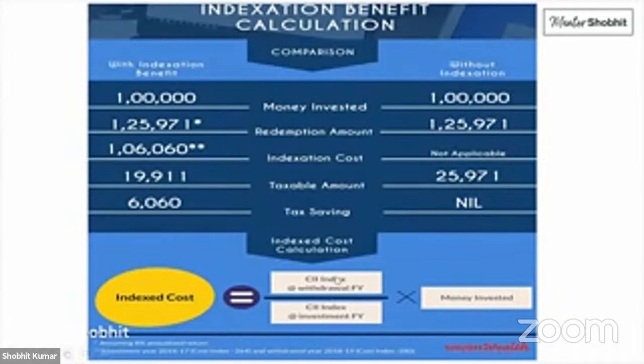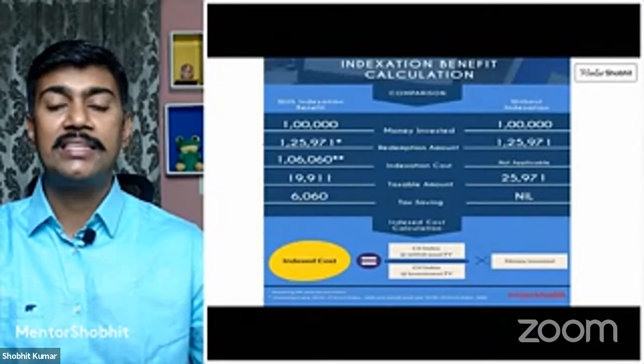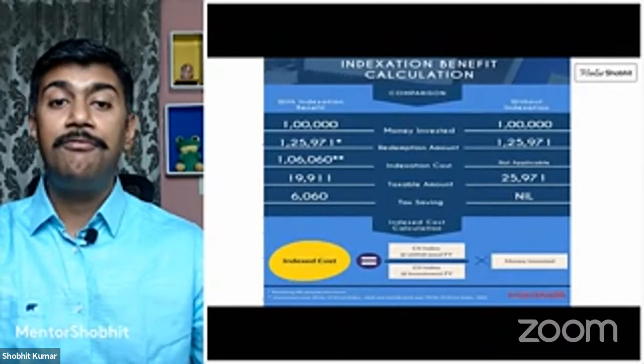From these two values we calculate our indexed cost, and from this indexed cost we subtract our withdrawal amount. So instead of paying tax on the total amount, suppose you have done in your fixed deposit, here you need to pay tax only on 19,911. And how much tax you need to pay on this? On this, you need to pay tax at the rate of 20% irrespective of your tax slab. So whichever tax slab you are in, you only need to pay this much tax, that is 6,060 rupees. So this is the huge benefit which you are going to get in case you decide to invest in that mutual fund.